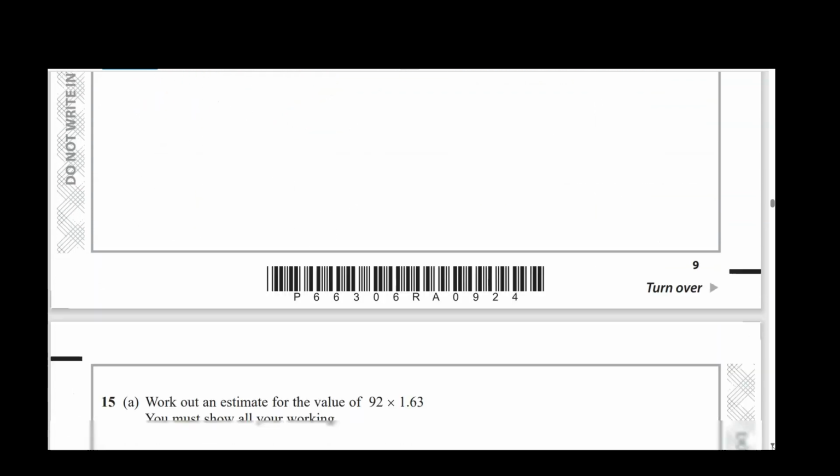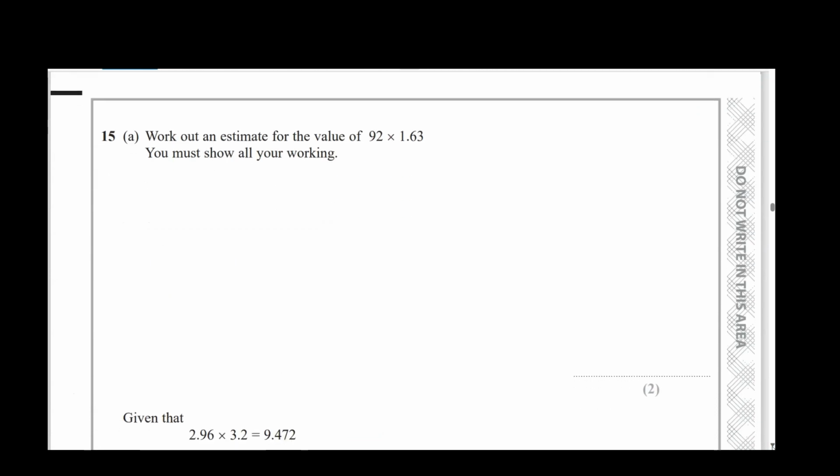And then question 15. Work out an estimate for the value of 92 times 1.63. You must show all your working. With these types of questions, what we usually try to do is round to one significant figure. Whenever they say estimate, you've got to be really careful for these ones. Estimate means round both numbers first to one significant figure.